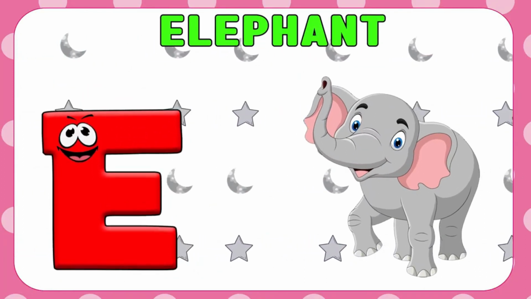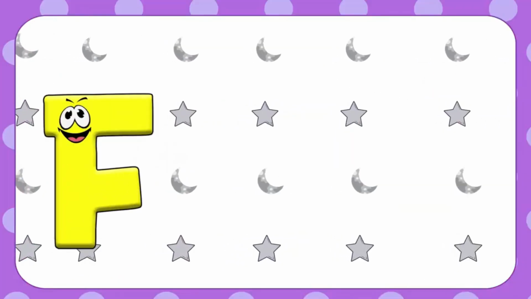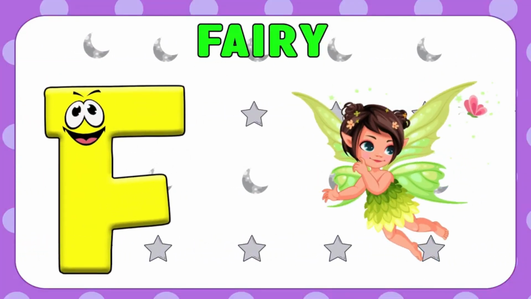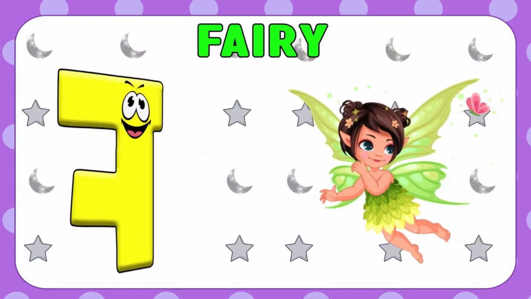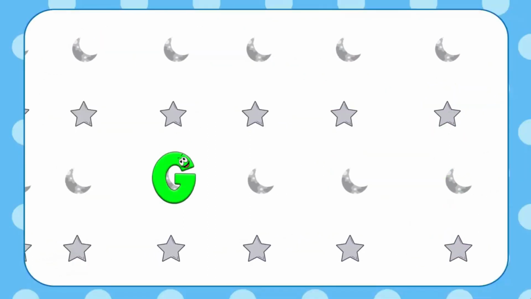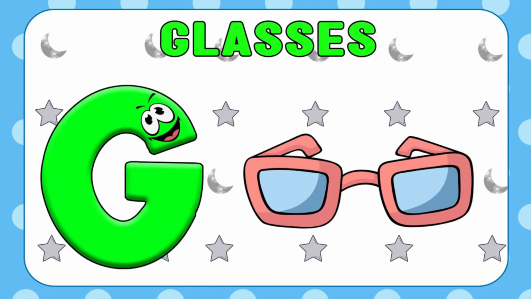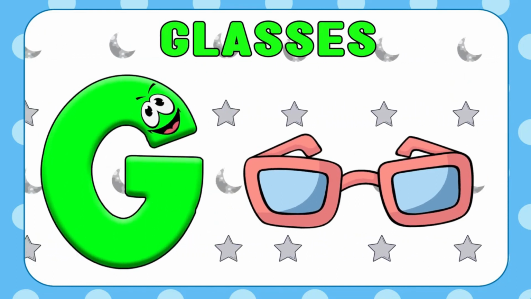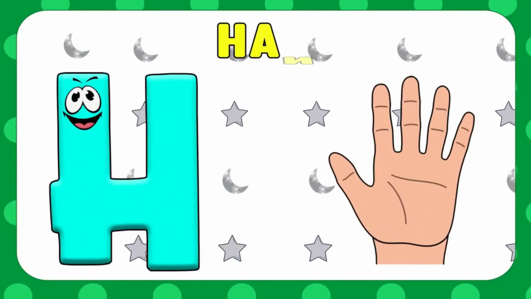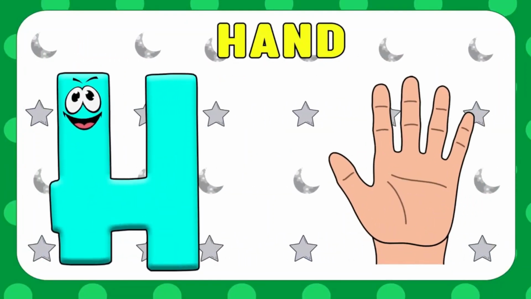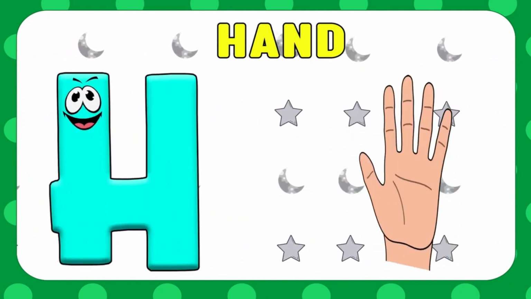E is for elephant, elephant, E, elephant. F is for fairy, fairy, F, fairy. G is for glasses, glasses, G, glasses. H is for hand, hand, H, hand.